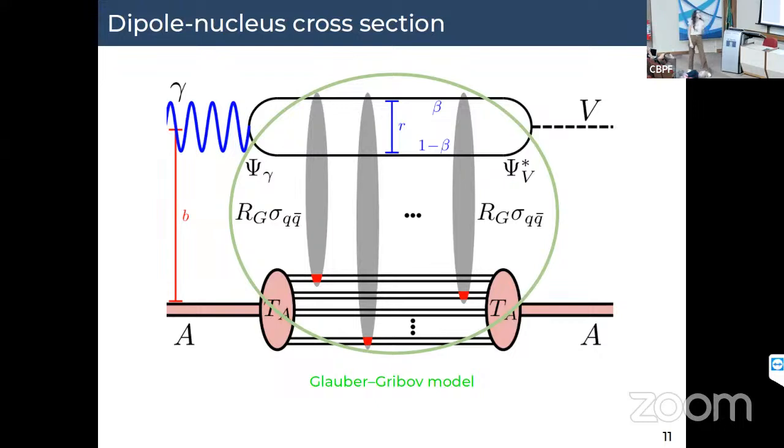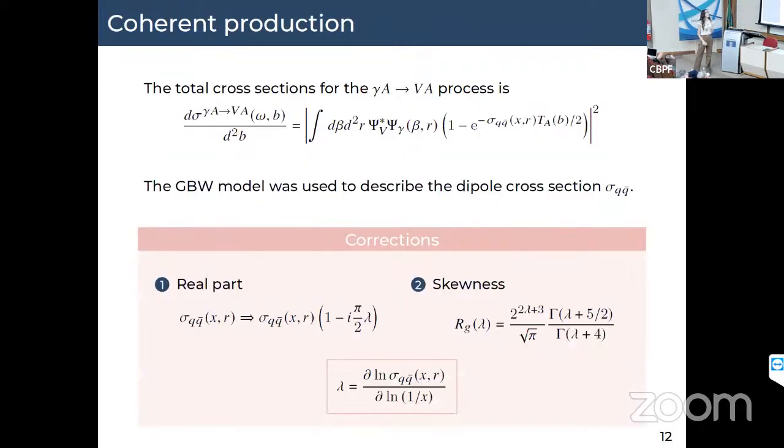And after that, we have the dipole-nucleus cross-section that will be responsible for describing the interaction of the dipole with the nucleus. This part of the calculation will be evaluated with the Glauber model, which makes a resummation of all the possible scatterings of the dipole with each nucleon inside the nucleus. Each of these interactions is described by the dipole cross-section, this sigma QQbar here. In this work, we use the GBW model to describe this dipole cross-section.